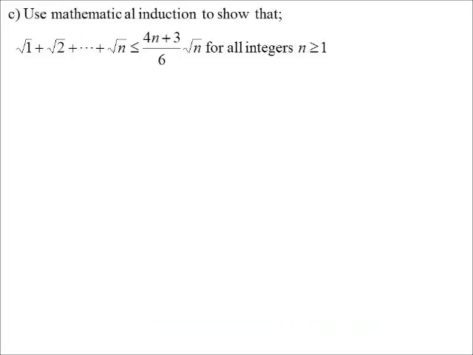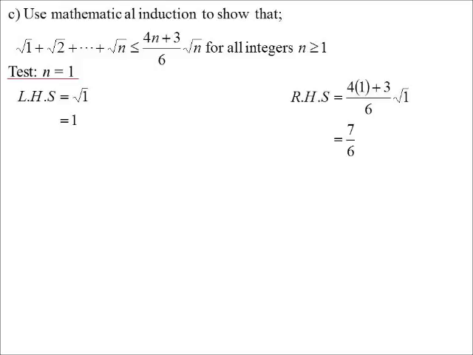Now they want us to use induction, same series of numbers, same pattern, but now we're going to prove it's less than or equal to (4n plus 3) on 6 root n. Okay, let's test for n equals 1. Left-hand side, the square root of 1 is indeed 1. Subbing into the right-hand side, we get 7/6. But 1 is less than or equal to the right-hand side. Hence the result's true for n equals 1.